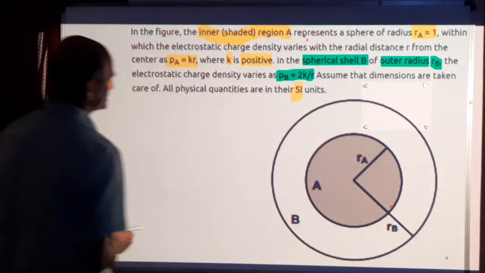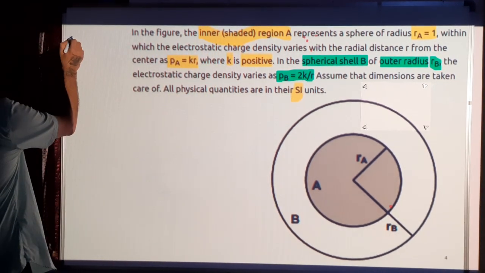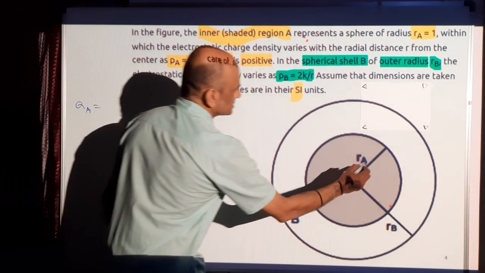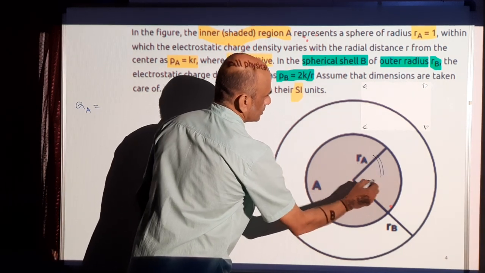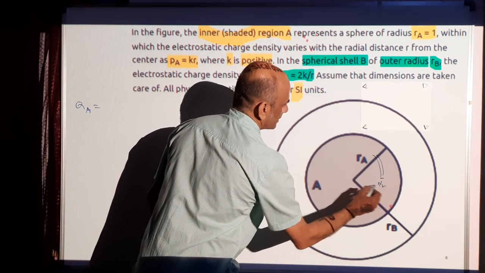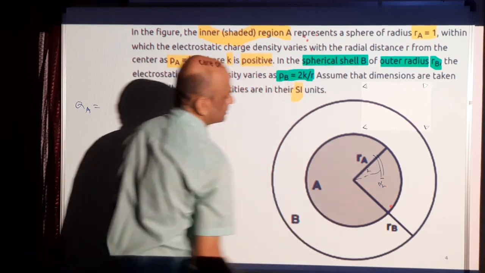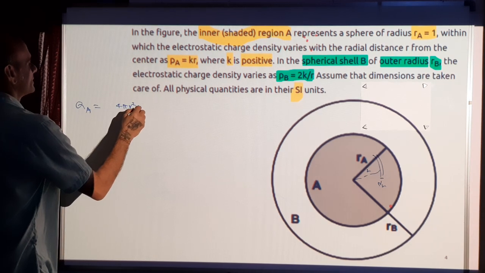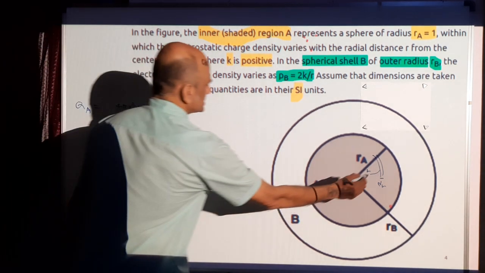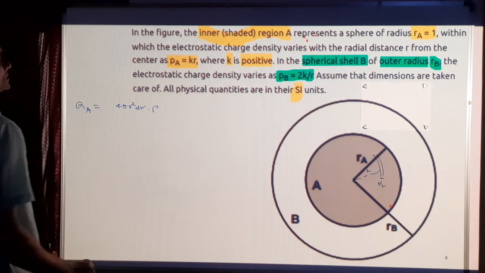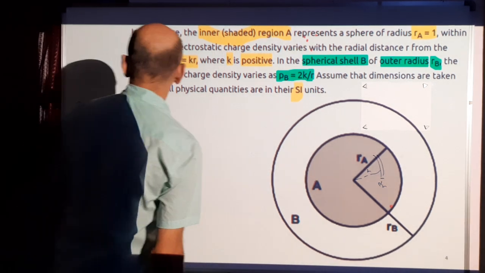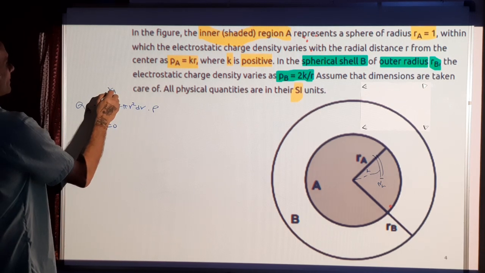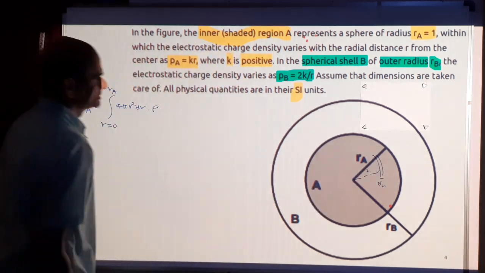So, to find the total charge inside this inner sphere, QA, what you have to do is take a thin spherical shell of thickness dr at a distance r from the center. So the volume of the shell is 4 pi r square dr, and the volume charge density inside it will be rho. So this is the charge in the shell. If I integrate this from r equal to 0 to r equal to Ra, that will give the total charge from here to here. That is the charge in this inner sphere.